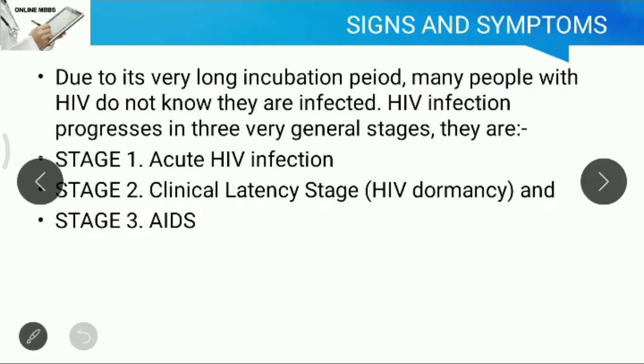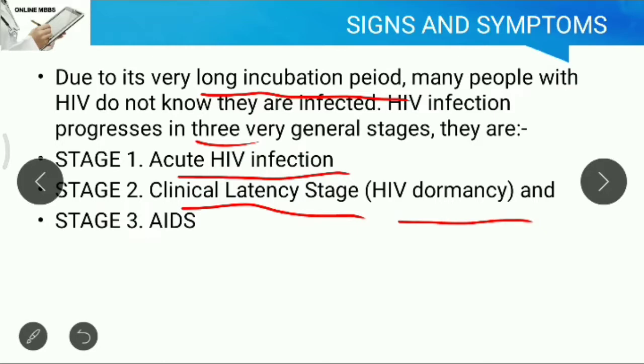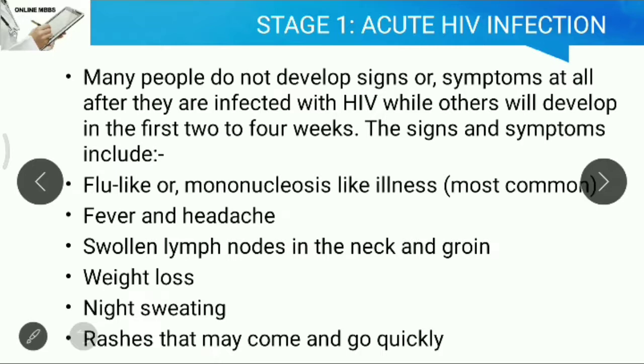Signs and symptoms of HIV/AIDS. Due to its very long incubation period, many people with HIV do not know they are infected. I said, it has a very long incubation period. HIV infection progresses in three very general stages. Stage 1 is acute HIV infection; stage 2 is the clinical latency stage, that is HIV dormancy, during which the HIV virus remains dormant. And stage 3 is AIDS, during which the HIV/AIDS patient shows the symptoms and is considered as having AIDS.